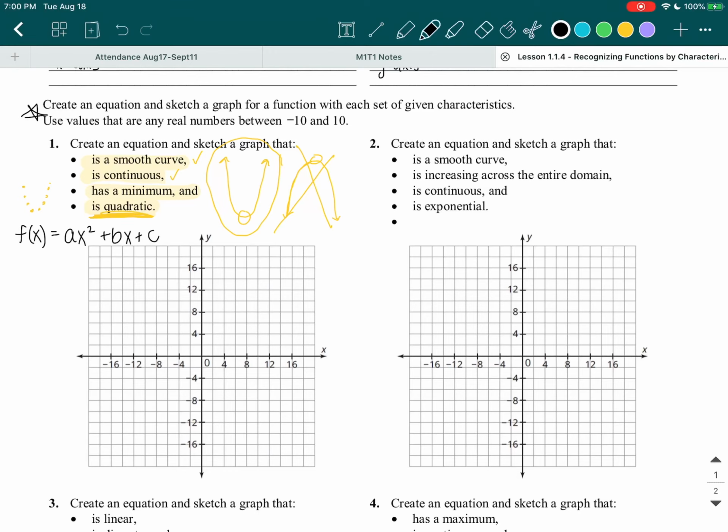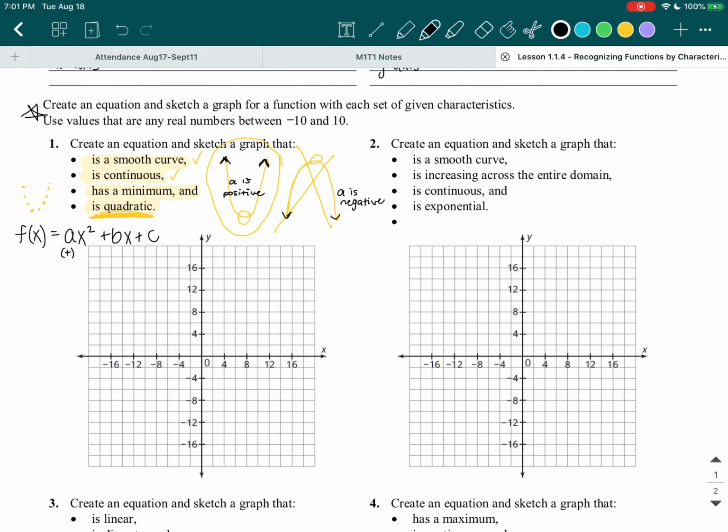So what you can do here is if you want your graph to be pointing upwards, then a should be a positive number. Okay? If you want your graph pointing downwards, which we don't want, a should be negative. So here a is positive to have a u that's smiling, and a is negative if you want a u that's frowning. So we want a smiling graph. So we're going to pick a positive a.